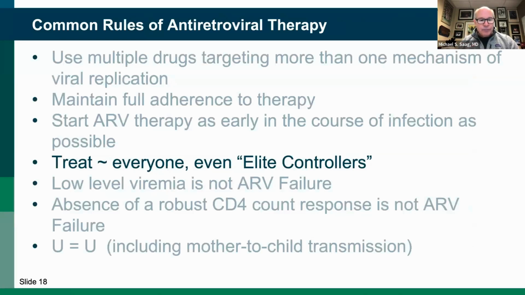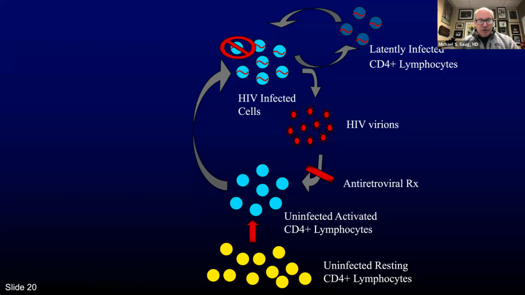So I mentioned treating everyone, including elite controllers, and this is because of that inflammation that I referred to. So people that are on antiretroviral therapy have less inflammation than those who are not. The elite controllers are able to control HIV replication with the immune system itself, but in my opinion, it's with a cost, because the immune system now is constantly churning, and that, in the long run, in my opinion, is not a good thing. So I would prefer to treat those individuals over time. We mentioned already that low-level viremia is not failure.